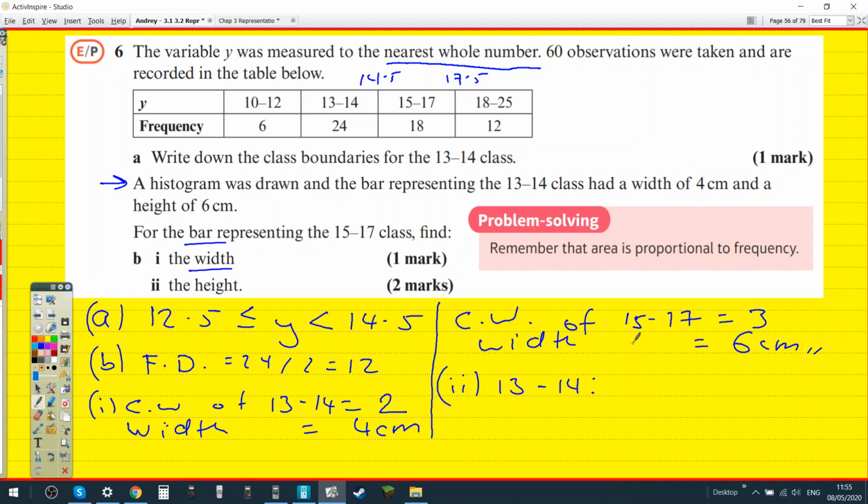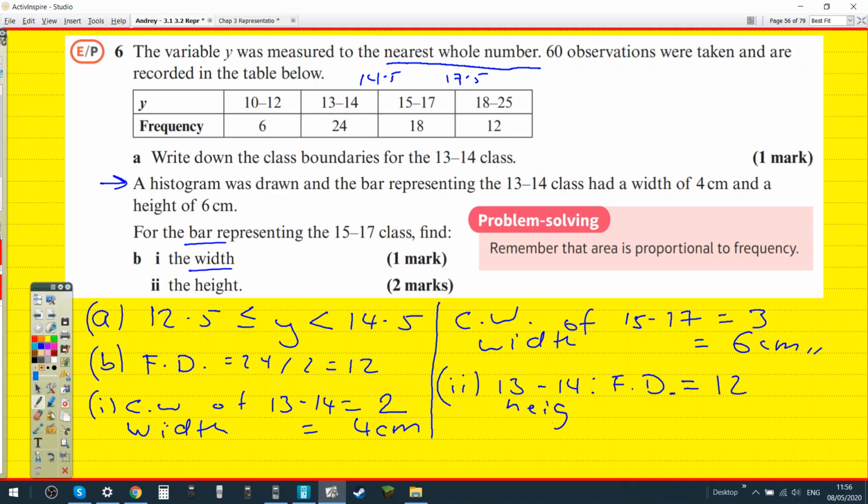The height of the rectangle. What does that match up with in terms of histograms? The frequency density. And so what is the frequency density of the 13 to 14 group? 1. How'd you get 1? Oh no, sorry, 24 divided by 3. Oh no, 24 divided by 2. And so you said that one earlier, so that was 12. And so the frequency density is 12.